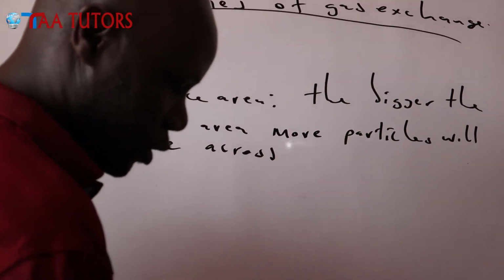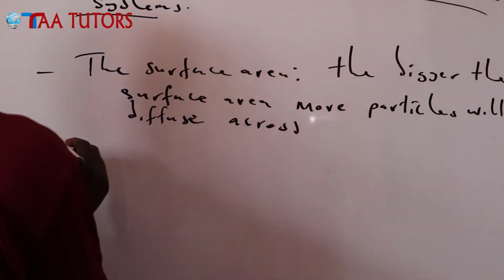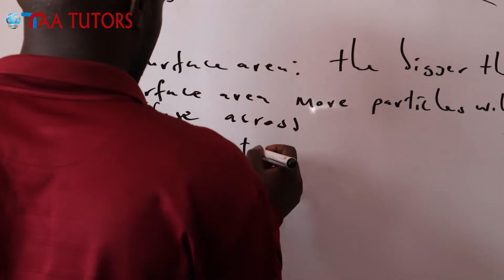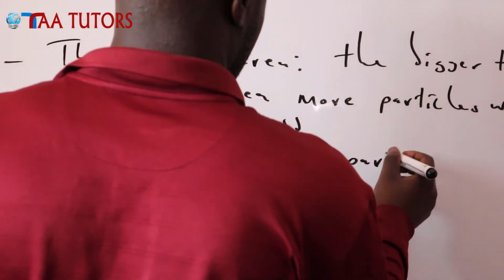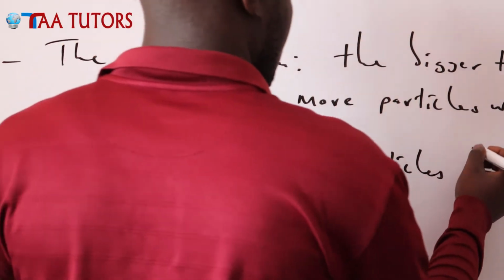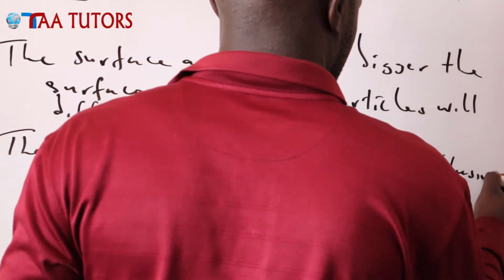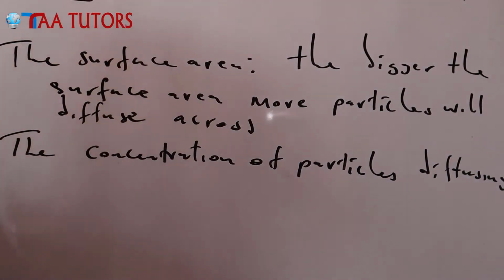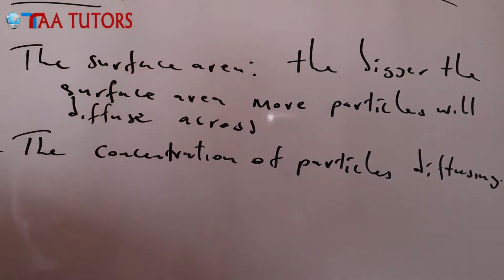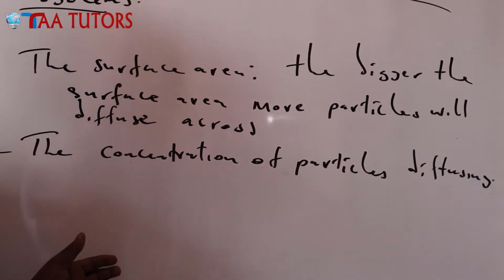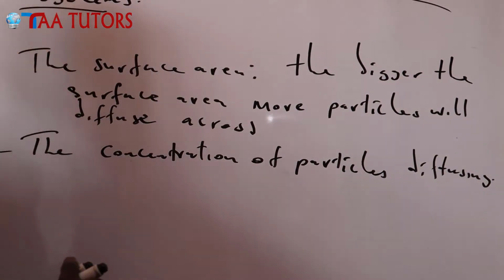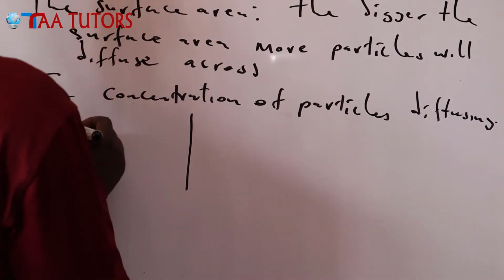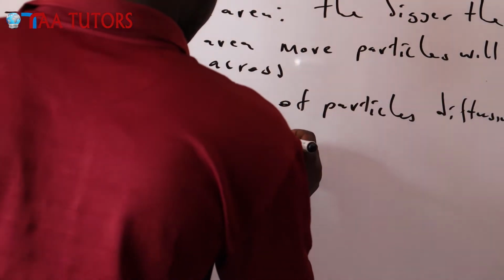Then there is also the concentration gradient of the particles diffusing. Now, how is this a factor here? We know that when we are talking about gaseous exchange, we have got two regions that are separated by a membrane. Like if I can draw here, this is a membrane, this is the particle from A, and this is maybe the inner side.